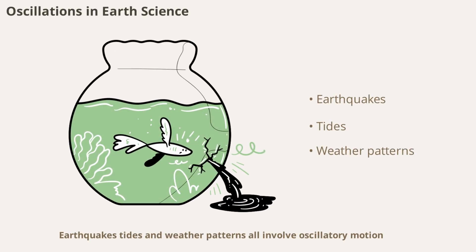Earthquakes, tides, and weather patterns all involve oscillatory motion. Seismologists study the oscillations of the Earth's crust to predict earthquakes, while meteorologists analyze atmospheric oscillations to forecast weather. These natural oscillations impact our environment and daily lives.